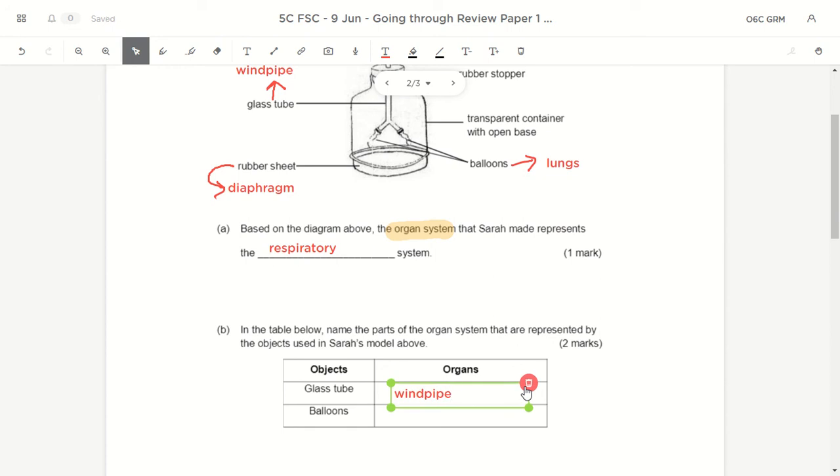Okay, while the balloons represent the lungs. Okay, remember your respiratory system is made of three key parts: your nose, your windpipe, and your lungs. Okay, so the glass tube is your windpipe as identified earlier, and the balloons are your lungs. Okay, so straightforward. Let's go on.